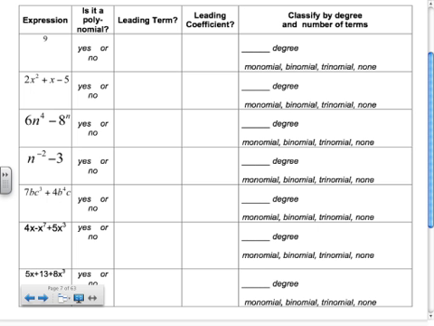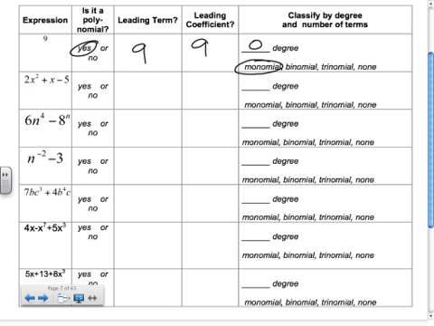So is 9 a monomial? Absolutely, that's a polynomial. Leading term? Well, there's only one term. It's just 9. Leading coefficient is just 9. The degree is 0. Is it a monomial, binomial, trinomial, or none? It's a monomial. There's only one term.